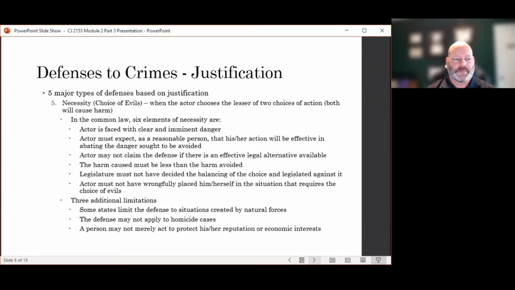And there are 3 additional limitations. Some states limit the defense to situations created by natural forces. The defense may not apply to homicide cases, and a person may not merely act to protect his or her reputation or economic interests.